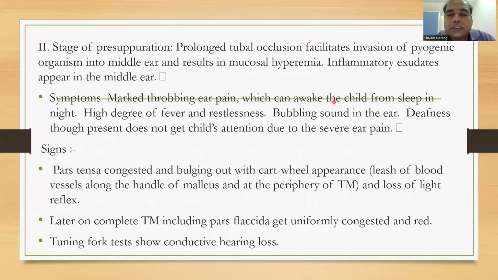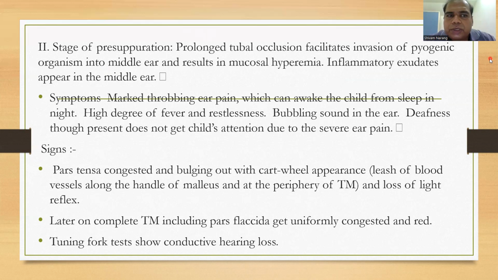As the name suggests, this is the stage of presuppuration. In this, there is infection of the pyogenic organism into the middle ear cavity, which results in mucosal hyperemia. Also, inflammatory exudates appear in the middle ear proper. Always remember, the infection occurs due to stasis of the secretion and they get infected by the bacteria.